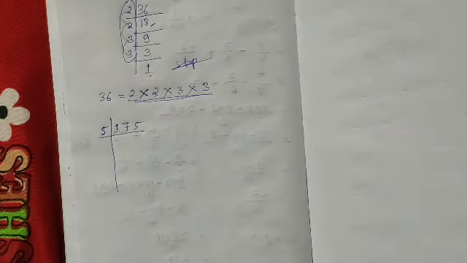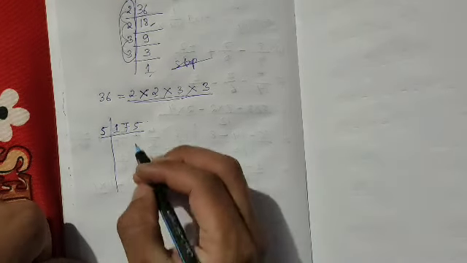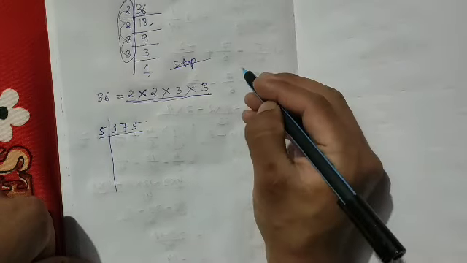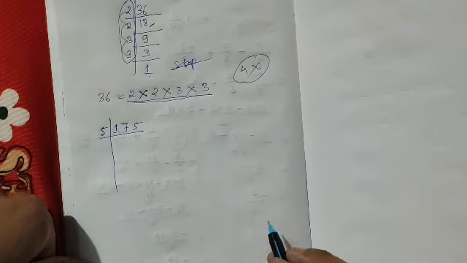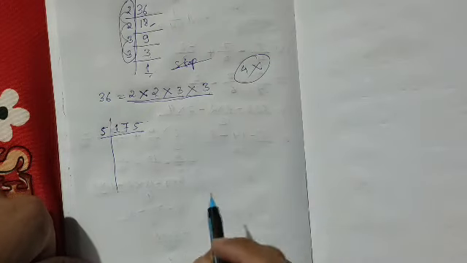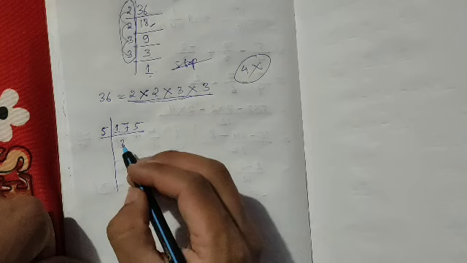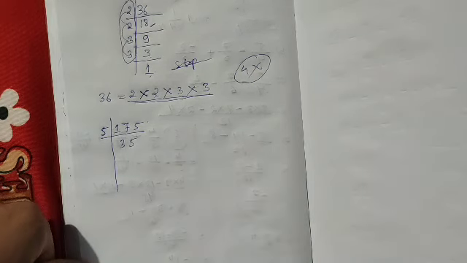So 5 how many times? 5 how many times is 175? We are not checking with 4 because 4 is not a prime number. Okay, so that is why I am directly going to 5. So 5 how many times? 5 3 is a 15. Okay, and 2 is, remember, 5 5 is a 25.